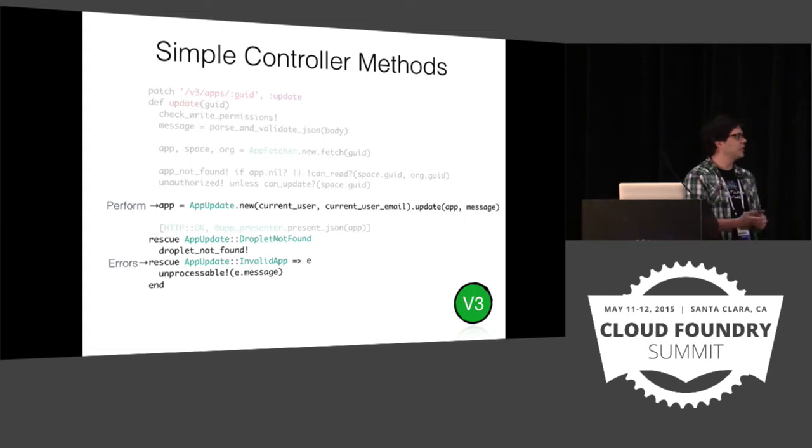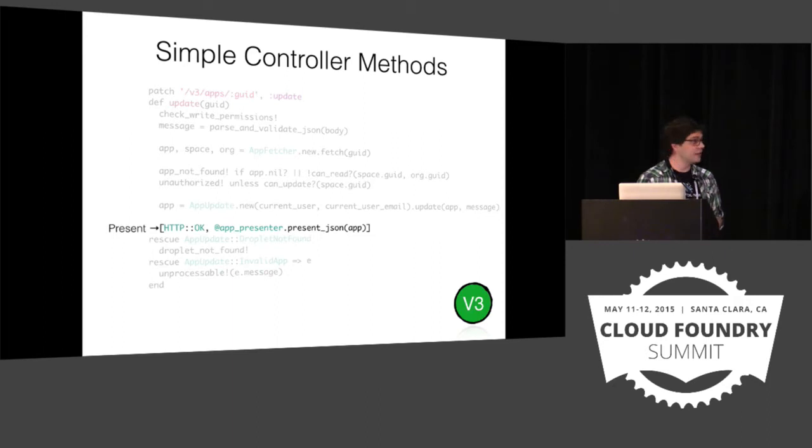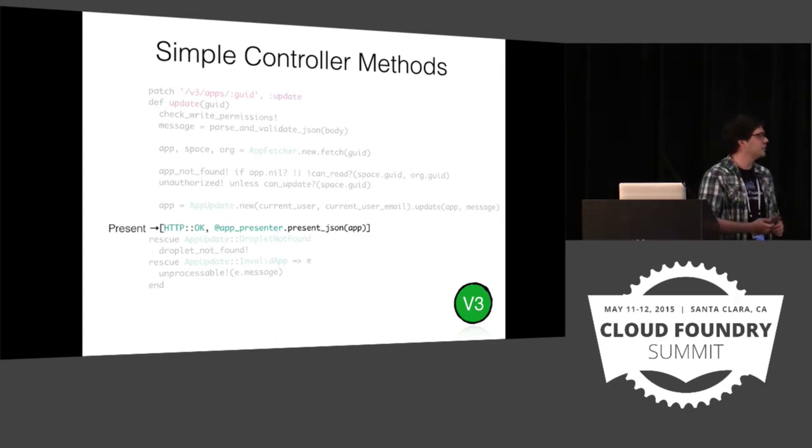We decided to pull that out because it's a really important piece of the behavior, and it's really important that we have that easy to test in its dedicated place. And then finally, when everything goes okay, we return a response to the user. 200 okay, we use a presenter to serialize the app into JSON, and there off the user goes.